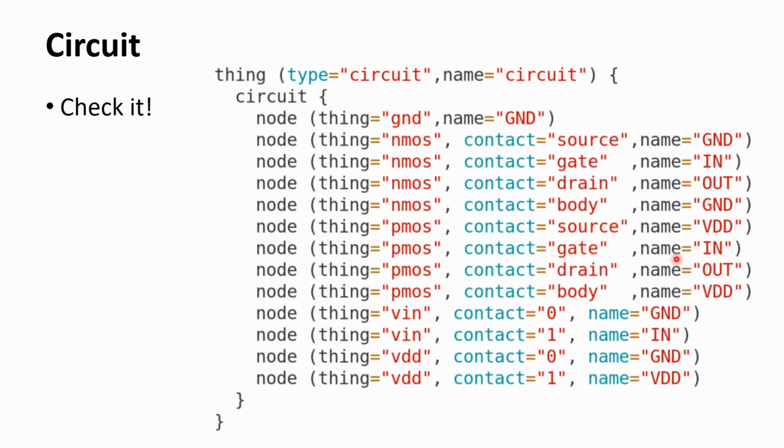This is the circuit description. It is lengthy. These four lines for the NMOSFET. Next, four lines for the PMOSFET. Check its validity carefully.